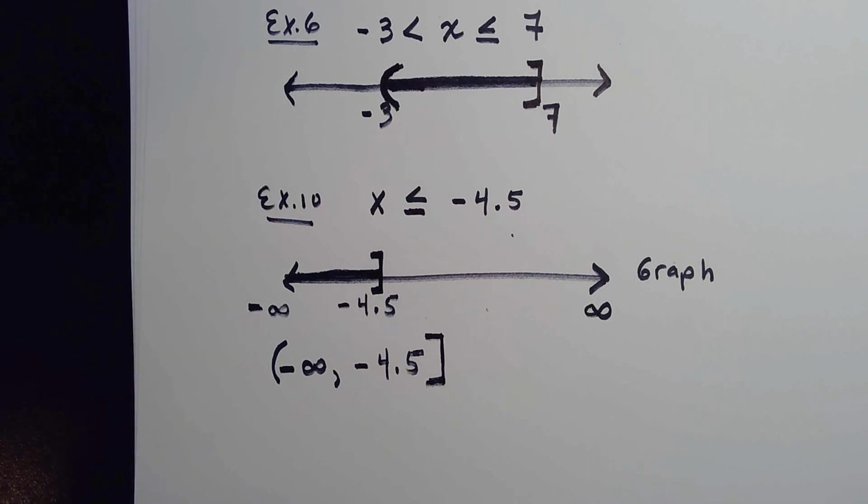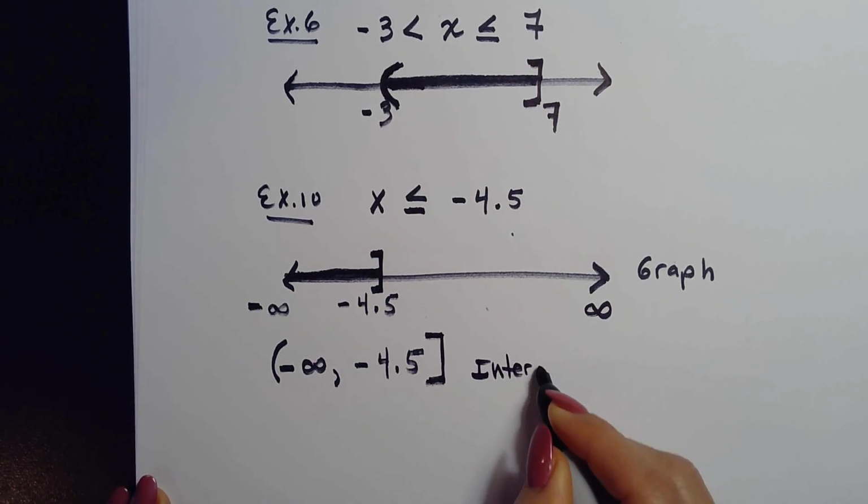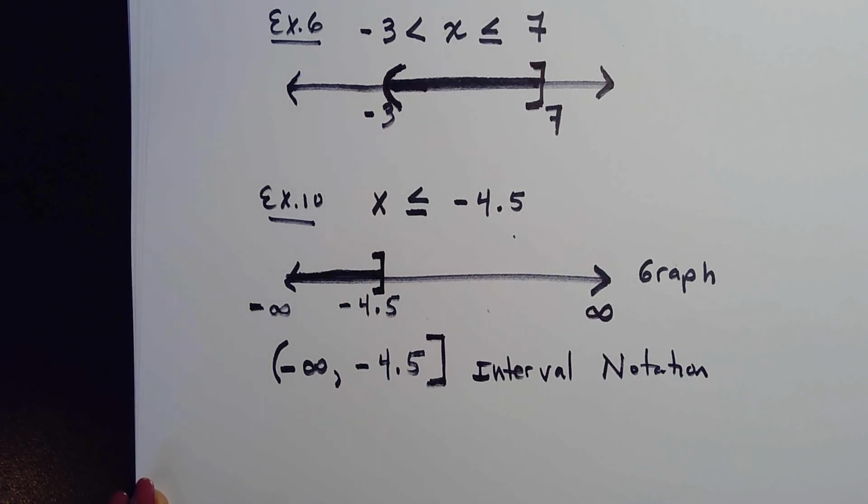So right now, when we speak about negative infinity and positive infinity, they will always be open, meaning they're unbounded, right? So this is interval notation. Okay, so that's interval notation. And so that's example 10.